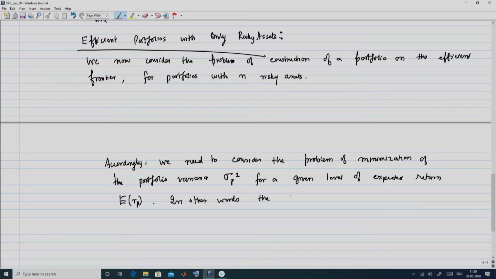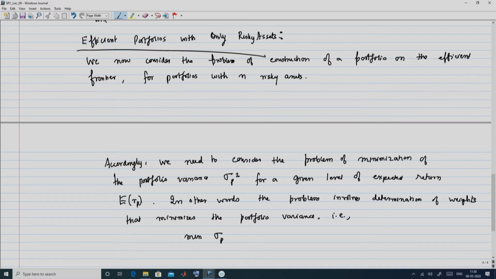In other words, the problem involves determination of weights that minimizes the portfolio variance. That is, minimum of sigma p square, and this is nothing but the minimum of, you would recall, summation i equal to 1 to n, j equal to 1 to n, w i w j into sigma i j.